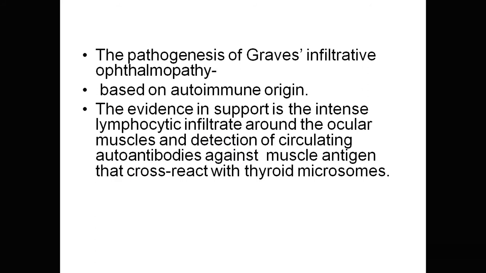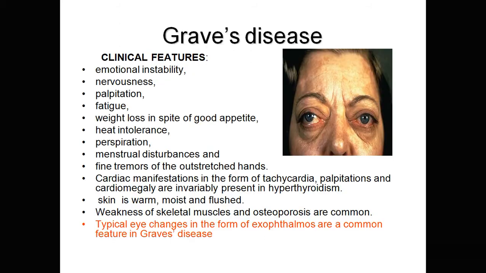Graves' infiltrative ophthalmopathy is of autoimmune origin. The evidence in support is the intense lymphocytic infiltrate around the ocular muscle and detection of circulating autoantibody against the muscle antigen that cross-reacts with the thyroid microsomes. So there will be intense lymphocytic infiltrate around the muscle and circulating autoantibody against that antigen. These are the features of Graves' disease. This is called infiltrative ophthalmopathy, shown in the diagram.